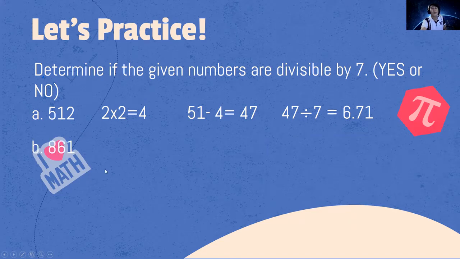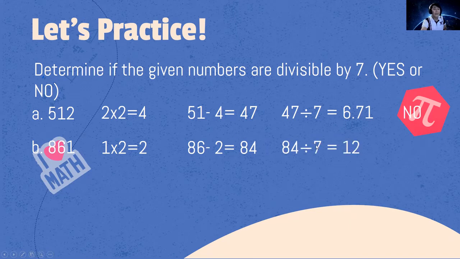Another example, 861. So we will get twice the last digit. So 1 times 2 is 2. Then we will subtract 2 from the remaining digits. That is 86 minus 2, that is 84. Then we divide 84 by 7. 84 divided by 7 is 12. It is exact. Therefore, it is divisible by 7.